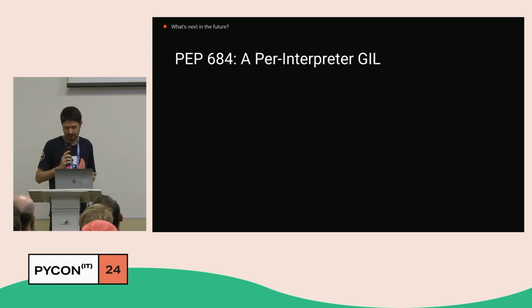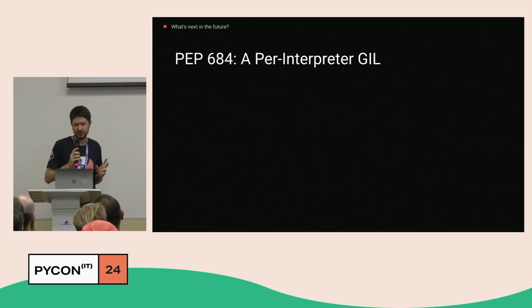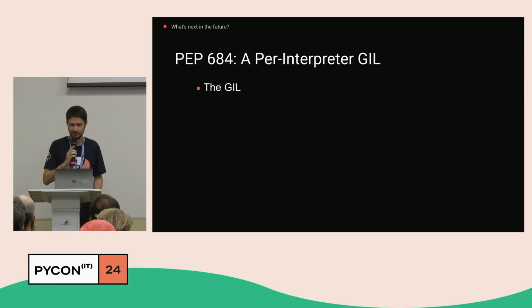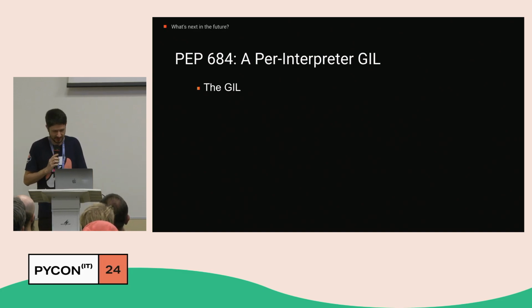PEP 684 has the objective of actually running parallel code on multiple cores. And who's the guilty party here that we can't do parallel processing? Anybody have a guess? It's in the slide. Here's a tip. The GIL, yes, of course, the GIL. Is the GIL a villain? I don't think so. At least I like to think that he's the guy that lived long enough and unfortunately became a villain.